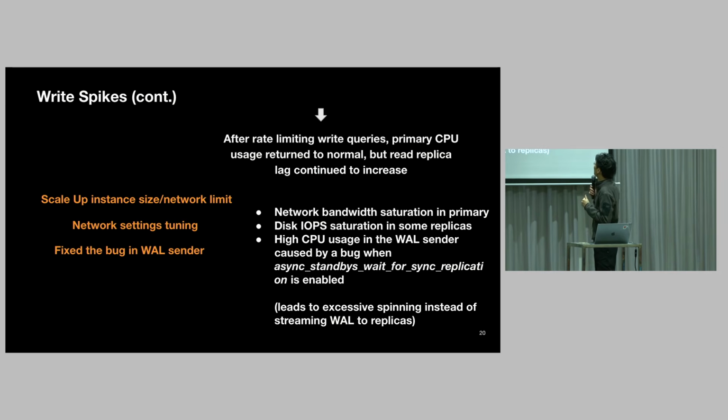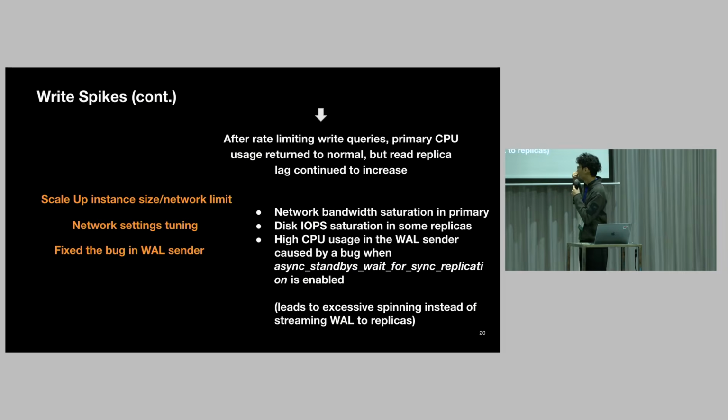So after limiting the write queries, I think we basically stopped most of the write queries, and the primary CPU usage returned to normal. It went back to less than 10%, but the replica lag continued to increase. Which means the changes on the primary are not applied to the replicas.